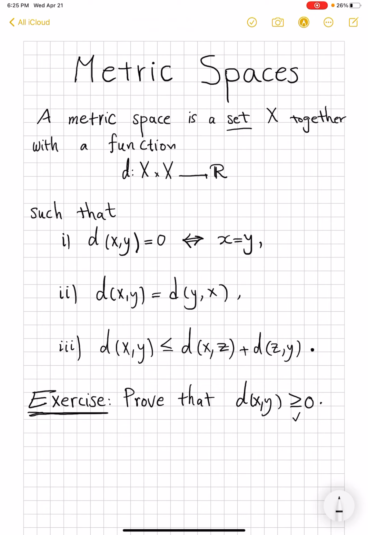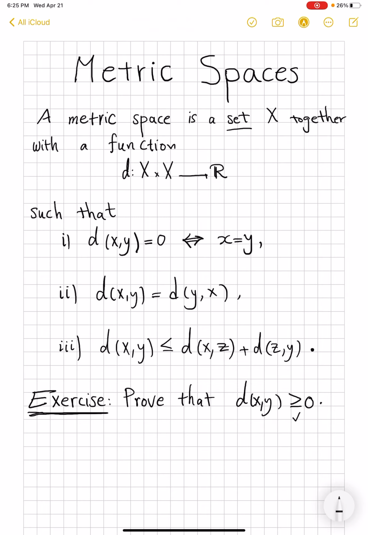It's simply a set X with a function from the Cartesian product of X with itself into the real numbers, which we call the distance function for simplicity. We will also call members of X points of X because we want to think about them geometrically. Anyway, the axioms for D are that D of x, y is 0 only if x equals y.